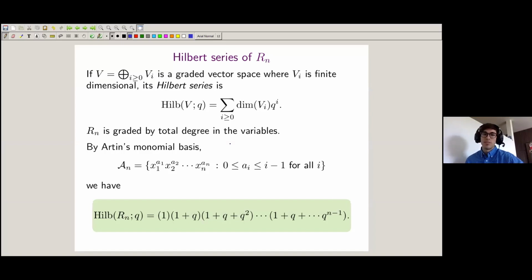And in the specific case of V equals Rn, this quotient ring is graded by total degree in the variables, because the polynomial ring is graded by degree in the variables, and we're quotienting out by a homogeneous ideal.